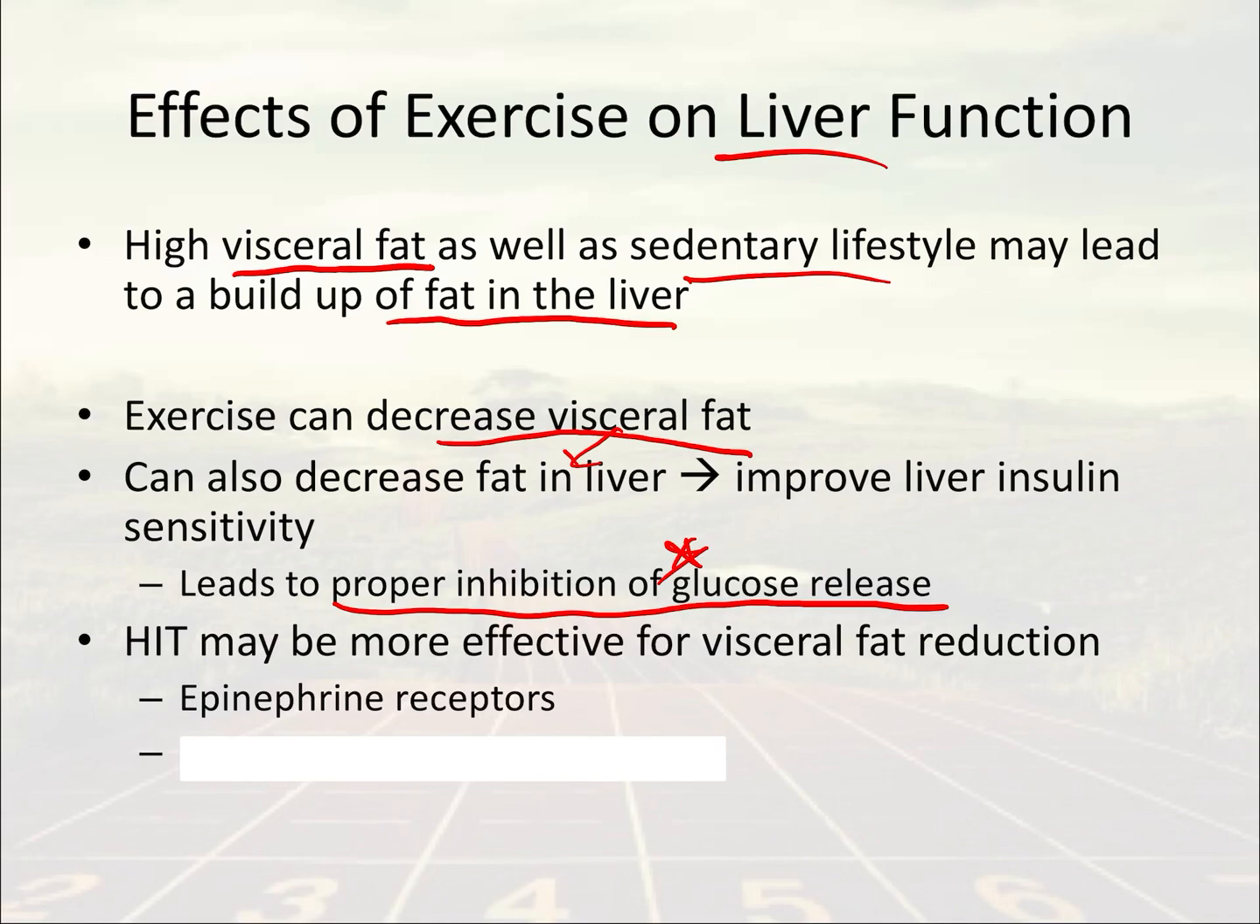One of the reasons for that is that visceral fat cells have an increase in epinephrine receptors versus just subcutaneous fat. When epinephrine binds to fat cells, it causes them to break down the fat on the inside and release that. And so if there are more receptors, you'd think that higher intensity exercise, which leads to more epinephrine release, more stress in the body, would lead to a greater breakdown of the fat in those cells.